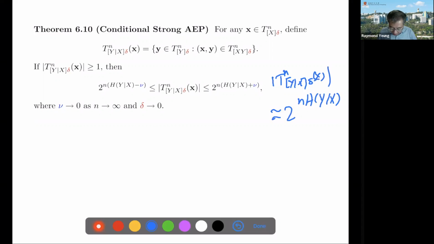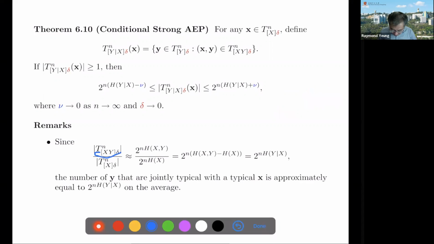Now, is this theorem surprising or not surprising? The number of jointly typical sequences is approximately equal to 2 to the power n times the joint entropy. The number of typical x sequences is approximately 2 to the power n times the entropy of x. So if you divide one by the other, you get the average number of y sequences jointly typical with a typical x. You evaluate this, and it turns out to be 2 to the power n times the entropy of y given x. So on the average over all typical x sequences, the number of y's that are jointly typical with a typical x sequence is approximately 2 to the power n times the entropy of y given x.